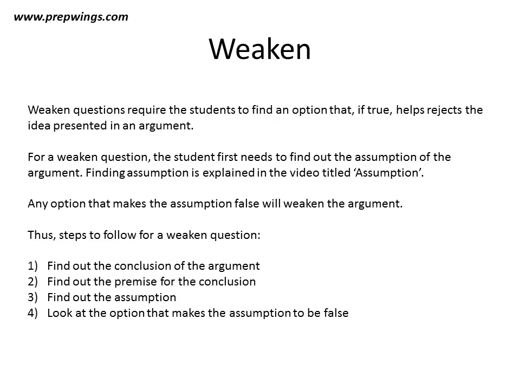So the steps to follow for a weaken question are: first we find out the conclusion of the argument. Then we find out the premise for the conclusion. Finding out the conclusion and the premise will help us find out the assumption of the argument. Once we know the assumption of the argument, then we will look at the option that makes the assumption false. That answer option will be the correct answer option for a weaken question. We will now look at an example.